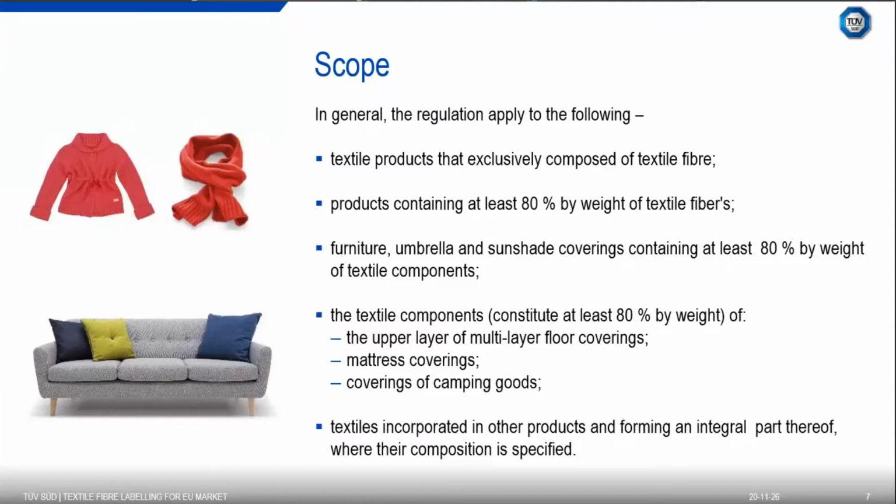Other textile components which constitute at least 80% by weight are also covered by this regulation, such as the upper layer of multi-layer floor coverings, mattress coverings, and coverings of camping goods. Also, textiles incorporated in other products, where those are specified on the label, are covered by this regulation.